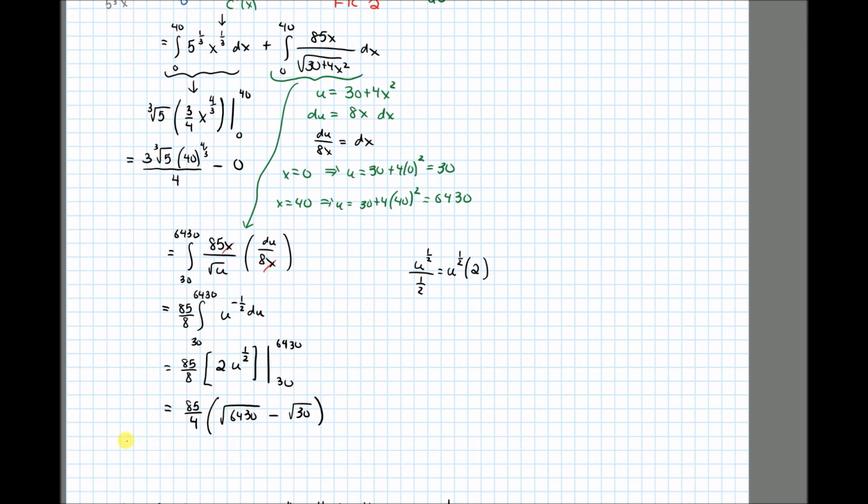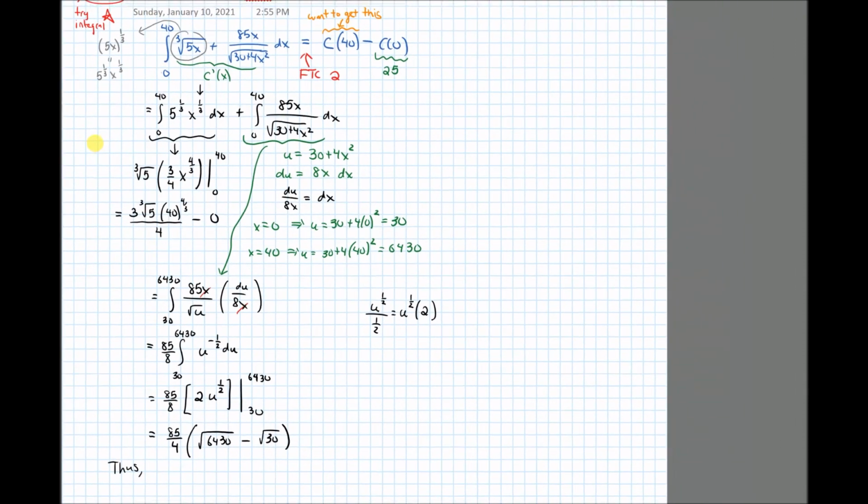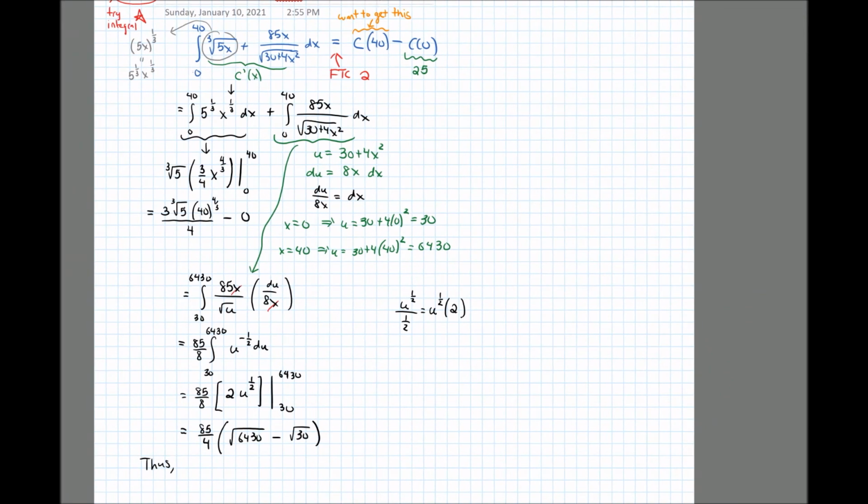All right, so thus, we wanted to figure out, let me scroll that up a little bit so I can see it. Okay, I gotta zoom out a little bit. Ultimately, remember, we were trying to isolate the C of 40. So now we know that C of 40 is going to be equal to this integral that I had on the left, which we split up into 2 pieces.